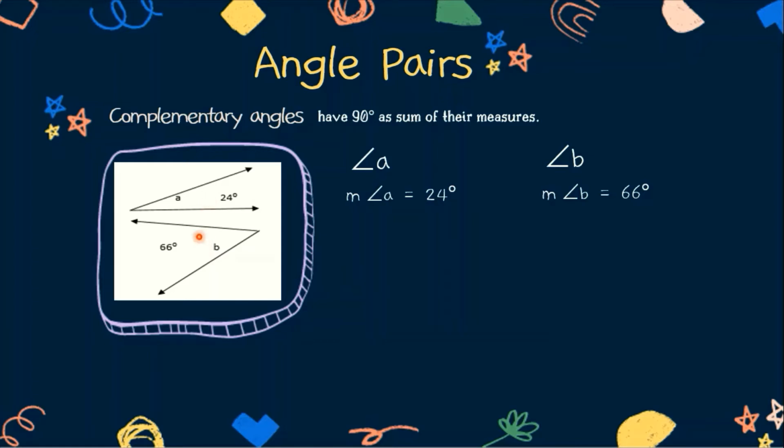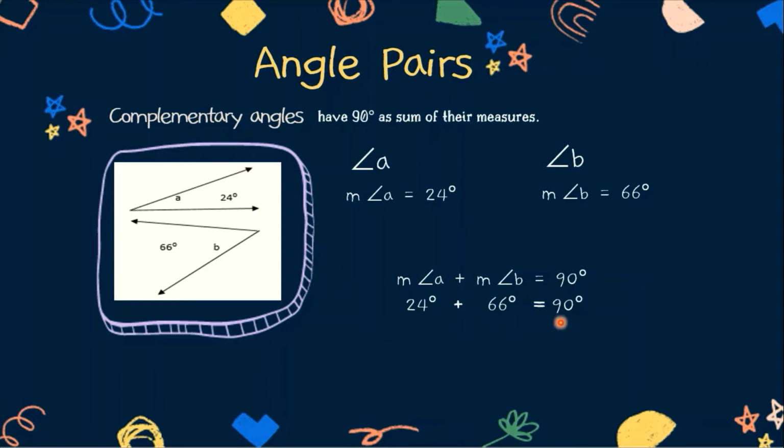Okay lang kahit na magkahiwalay yung dalawang angles so long as the sum of their measures is equal to 90 degrees, they are still complementary angles. So adding them together, adding the measure of angle A and B, we must have it equal to 90 degrees. So, kaya naman 24 degrees plus 66 degrees is equal to 90 degrees. Therefore, angles A and B are complementary to each other.